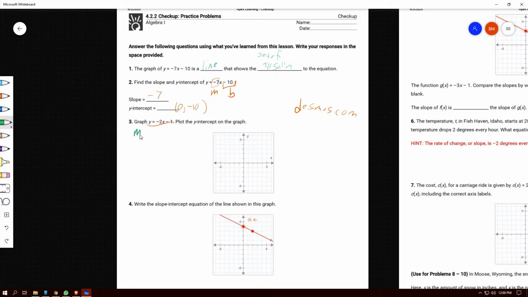Now, for this equation, I'm going to go ahead and label my slope, which is negative 2, and then my y-intercept. Well, my b is negative 1, so that means my y-intercept is 0, negative 1. They're telling me to plot the y-intercept. So it's 0, negative 1. My y-intercept is going to be right there.